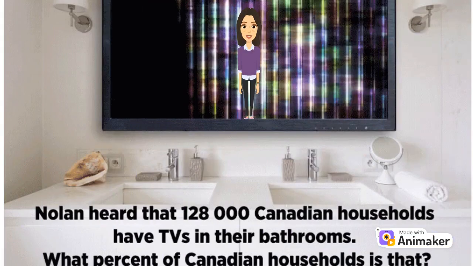In this brain bender from MathUp, students need to access population data and use it to calculate the percentage of people in Canada who have televisions in their bathrooms. They can then be asked how they would represent the data in a circle graph and consider why this data would be important.